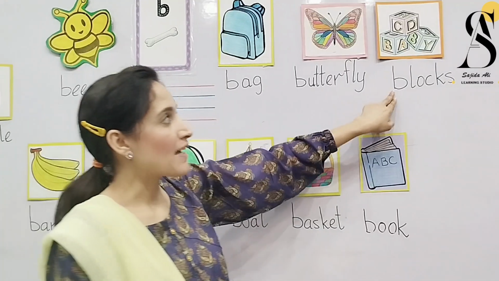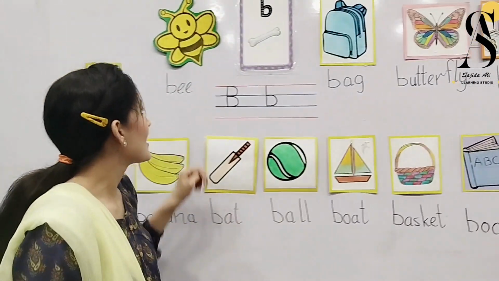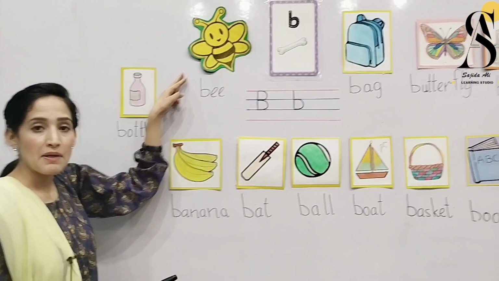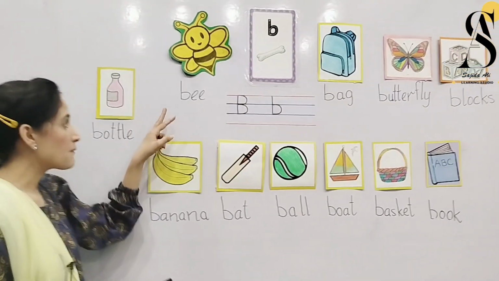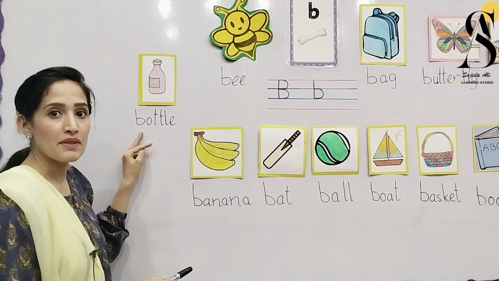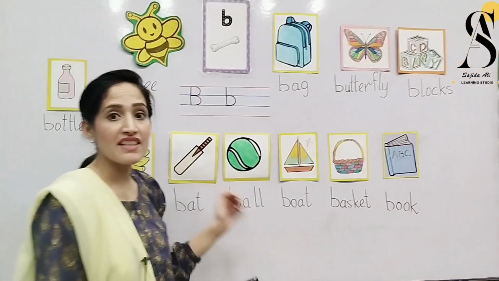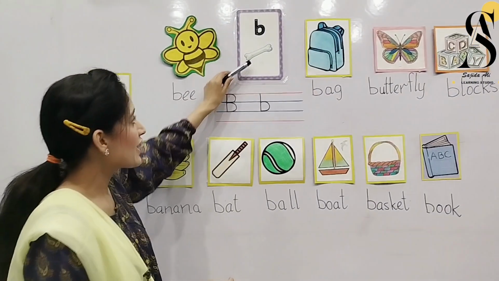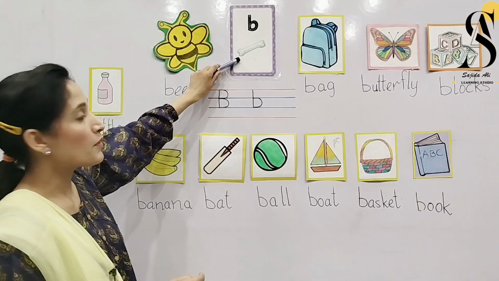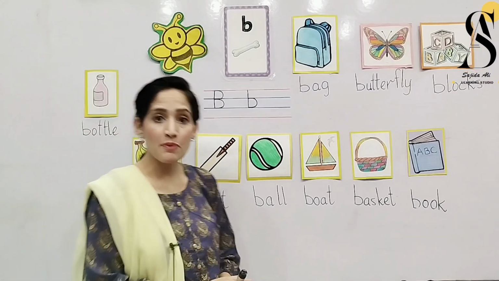Butterfly. Blocks. Here you can see bee. Bee. And this is bottle. Bottle. So what we have learned today, letter B. Here you can see a bone. Bone starts with sound b.